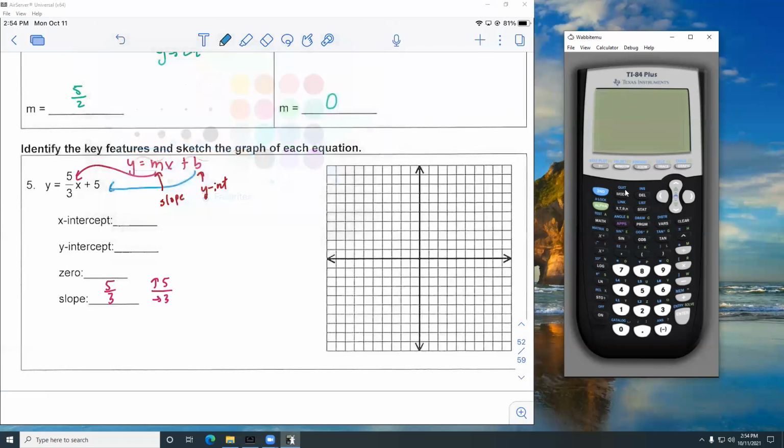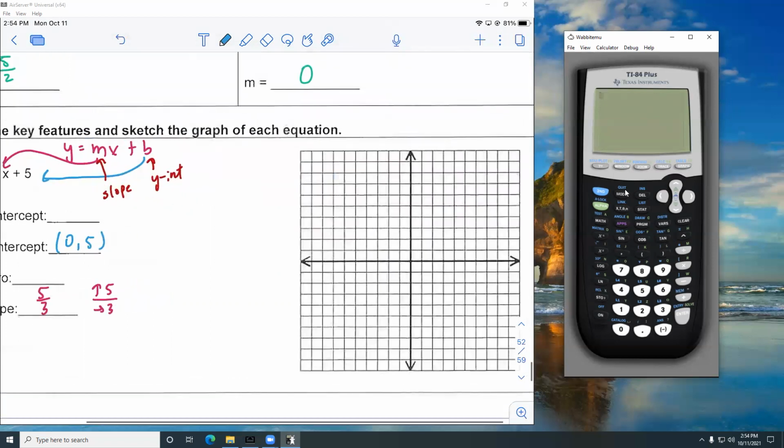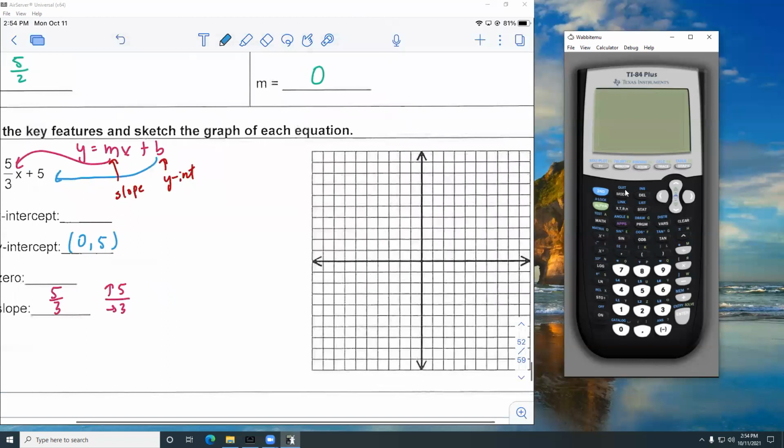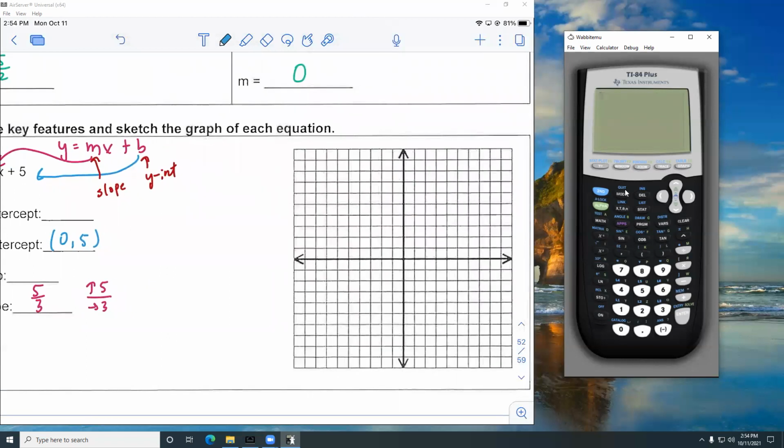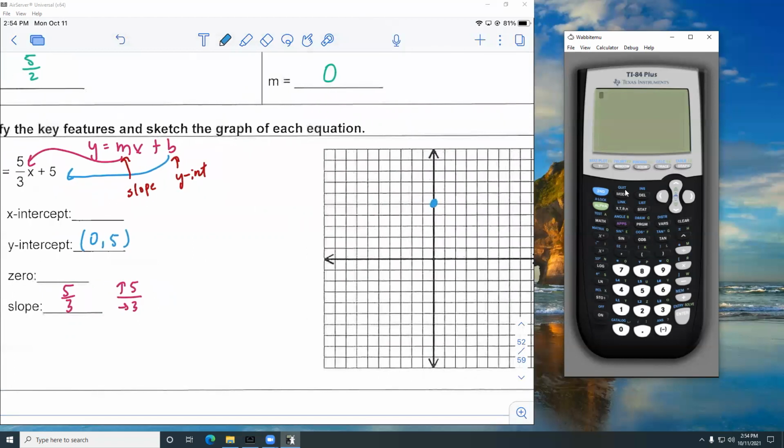So for my y-intercept, remember guys, my y-intercept is a point. It's the point 0, 5. So guys, I already have a point and I already have my slope, so I can go ahead and graph this. I'm going to put a point at 0, 5. I start at the origin, go up 1, 2, 3, 4, 5. That's my y-intercept. And now I'm just going to use my slope to graph everything else.